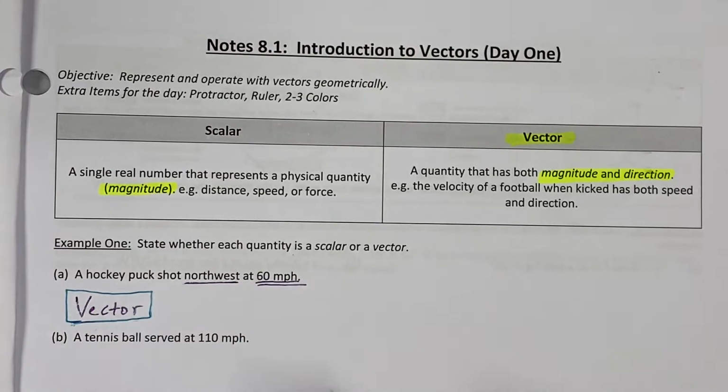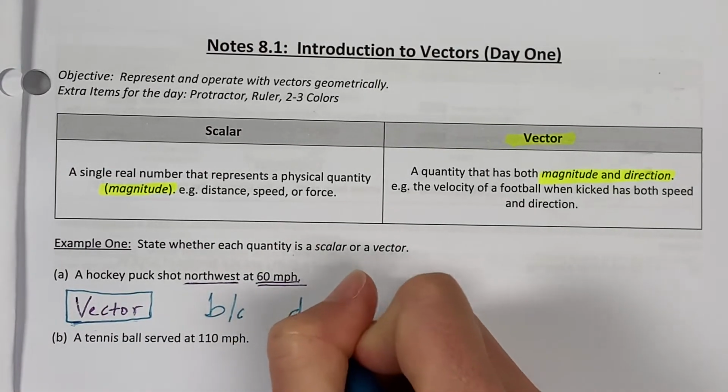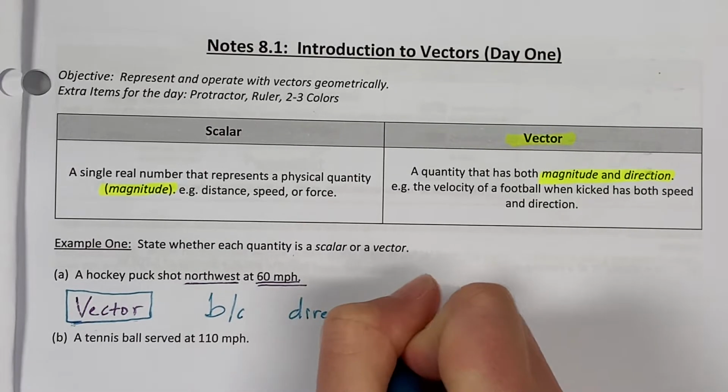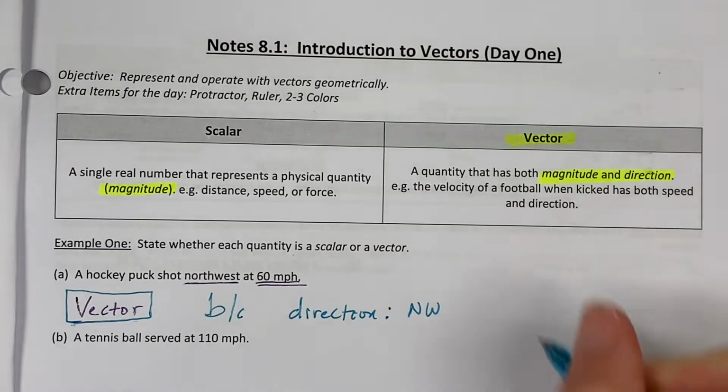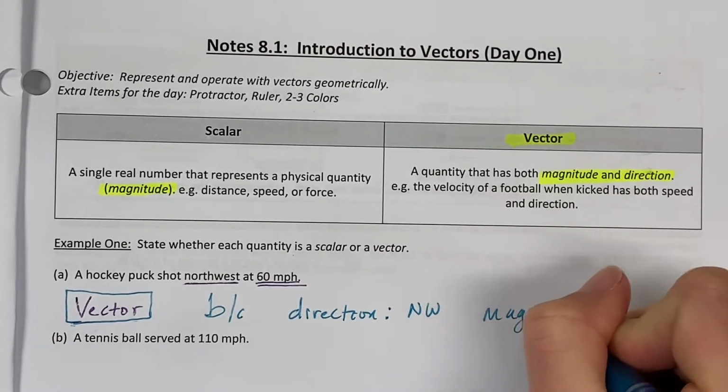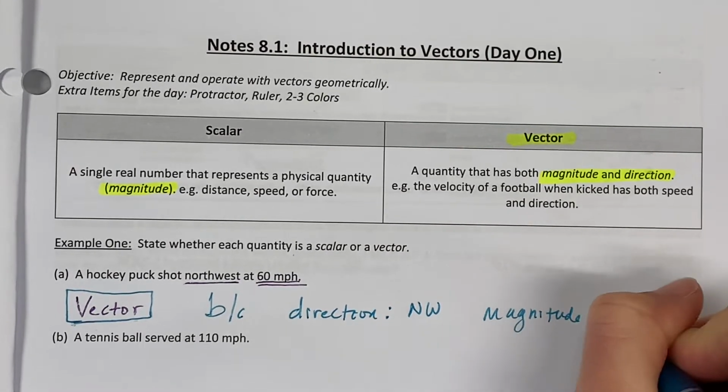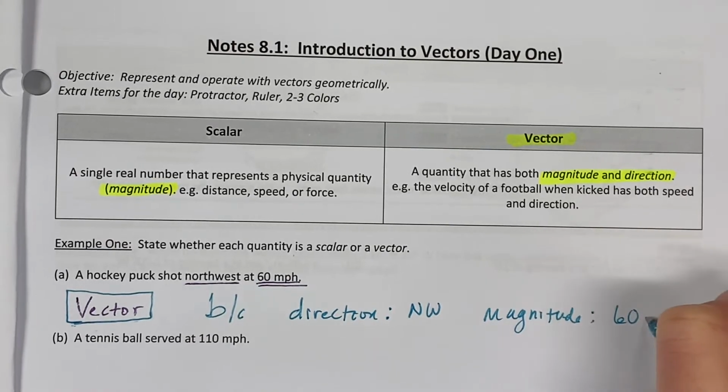Now again, because there's 2 things, it has direction. The direction is northwest. And it has magnitude. The magnitude is 60 miles per hour.